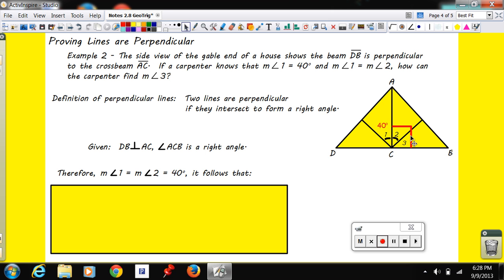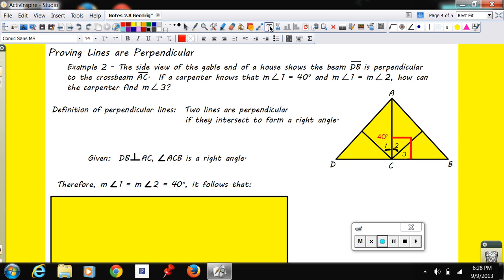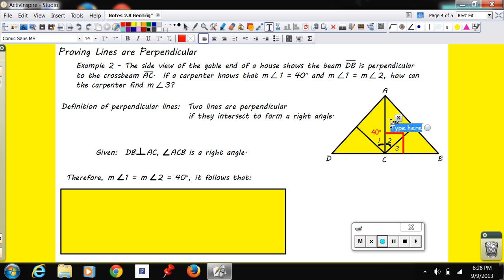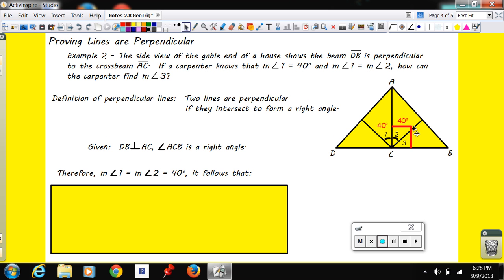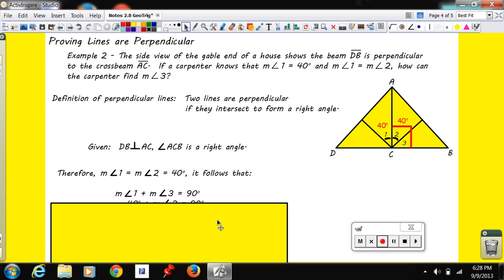So for us to find angle 3, we know that angle 1 equals angle 2, which equals 40. So that means this one's got to also be 40. If I know 1 and 2 are equal and I already have 40 degrees on 1, that means I can put a 40 degrees right here as well. Okay, now I already said I know 2 and 3 add up to 90. So if 2 is already 40 degrees, well, we can say that 1 and 3 add up to 90.